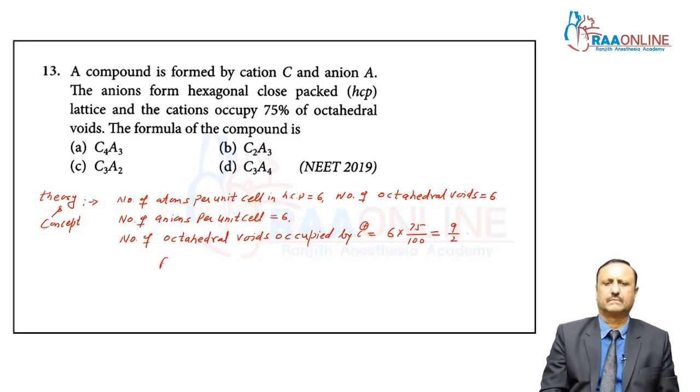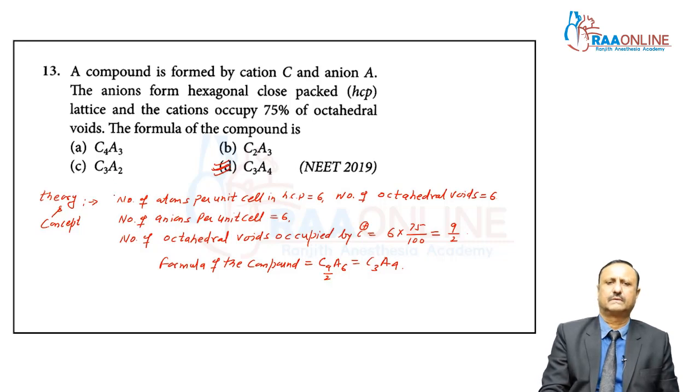So, my dear students, the formula of the compound equals C 9 by 2 A 6, or you can divide by 2, so you can get C 9 A 3, or you can divide by 3, then you can get C3 and A4. So your answer is C3 A4.